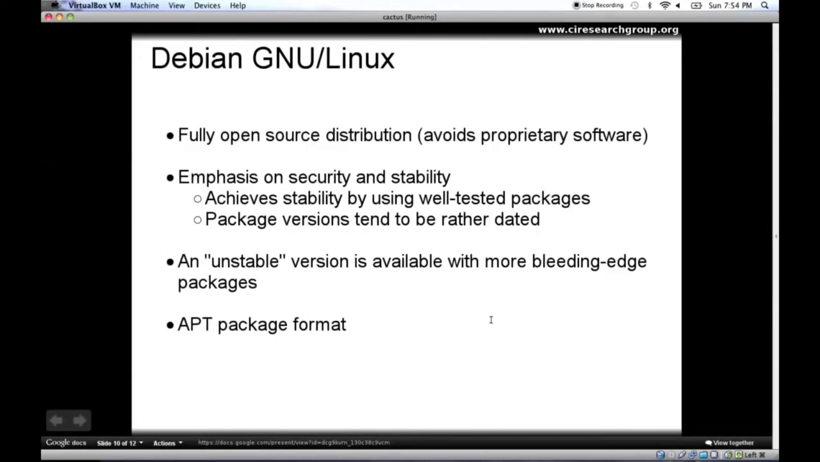Debian is a fully open source distribution which avoids proprietary software and has an emphasis on security and stability. The stable version of Debian is extremely stable because the packages are extremely well tested. The flip side is that those packages tend to be rather dated, and thus an unstable version is available if more bleeding-edge packages are needed. Debian uses something called the Advanced Package Tool, or APT, in order to manage its software.